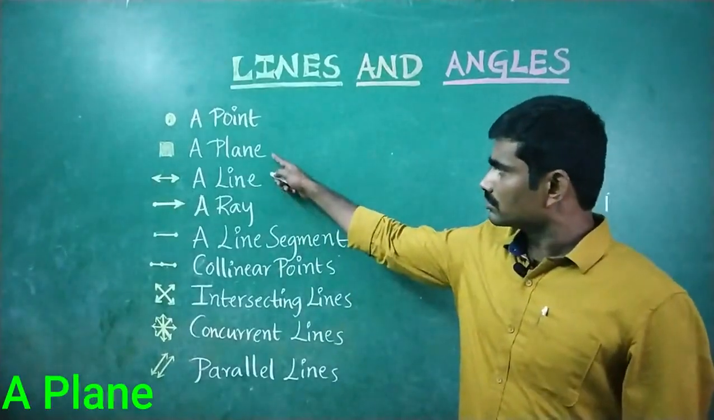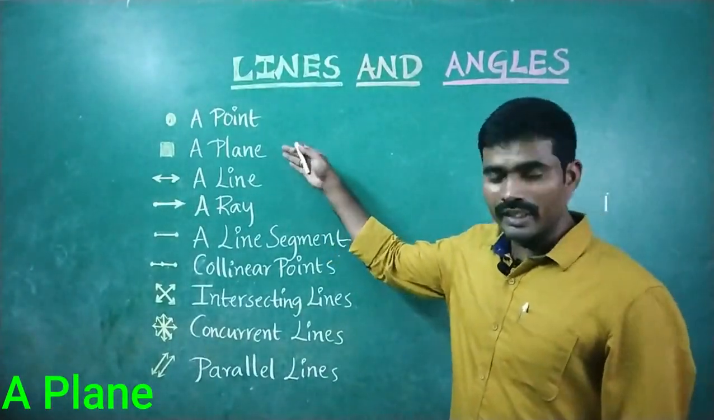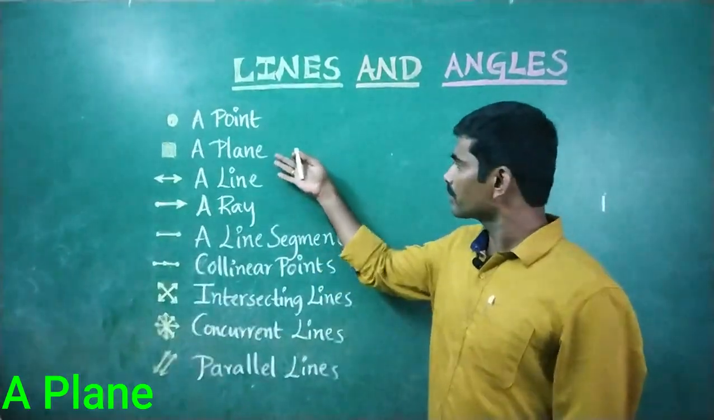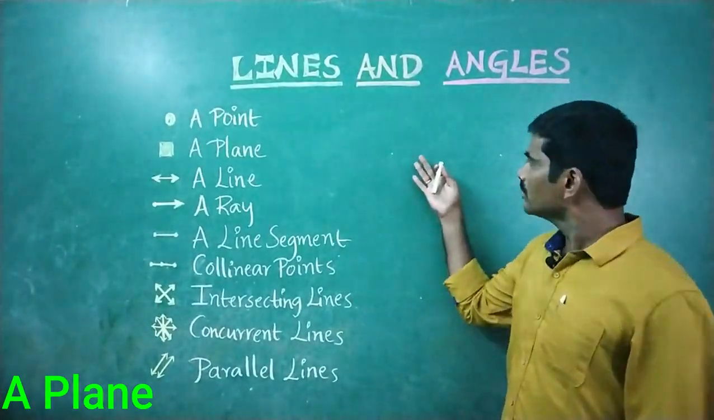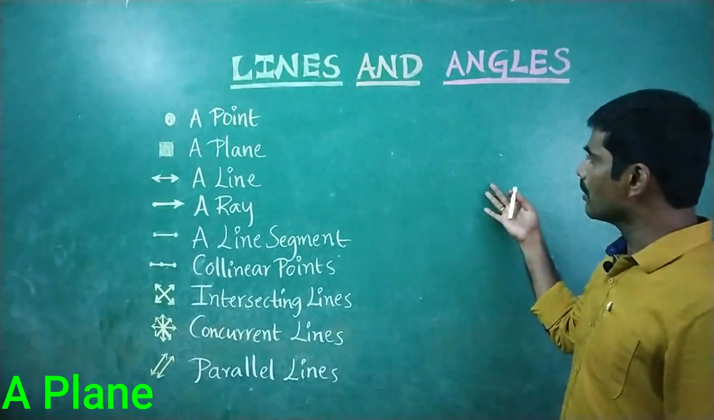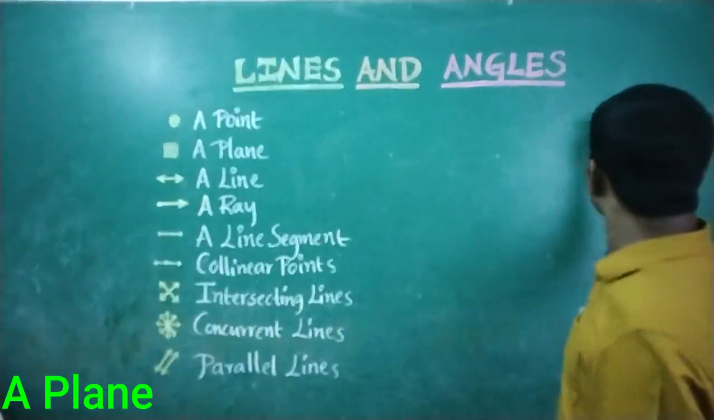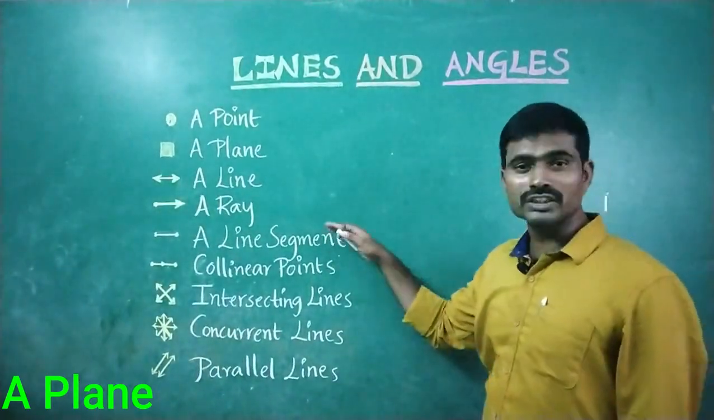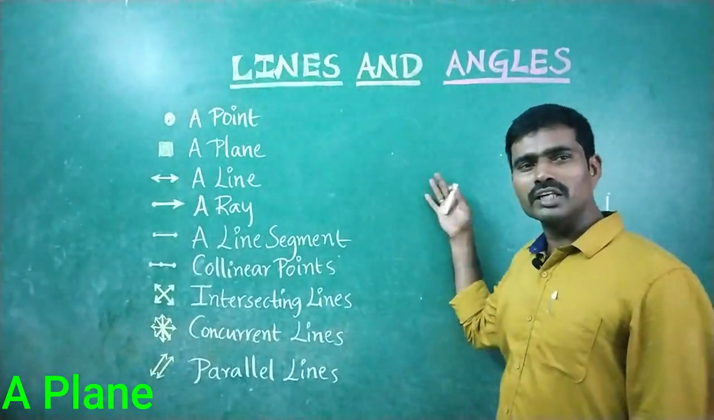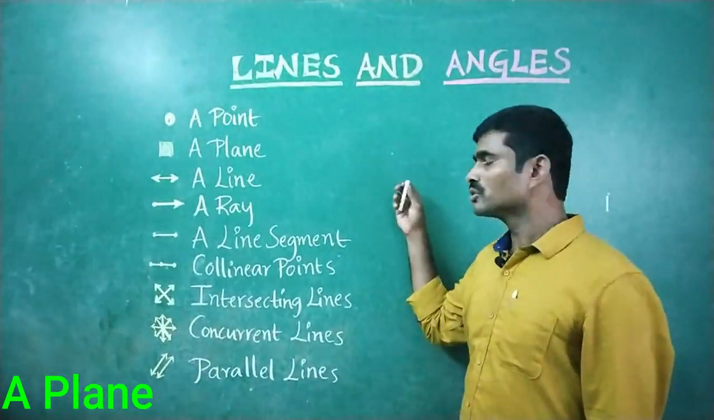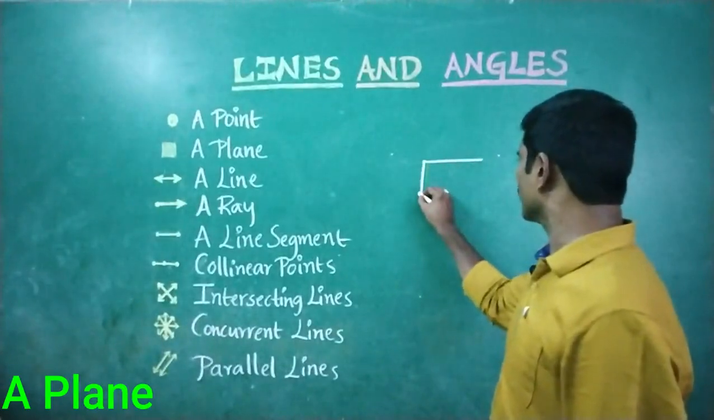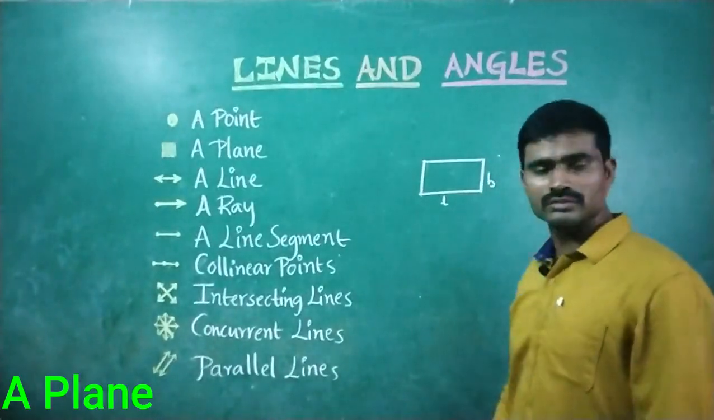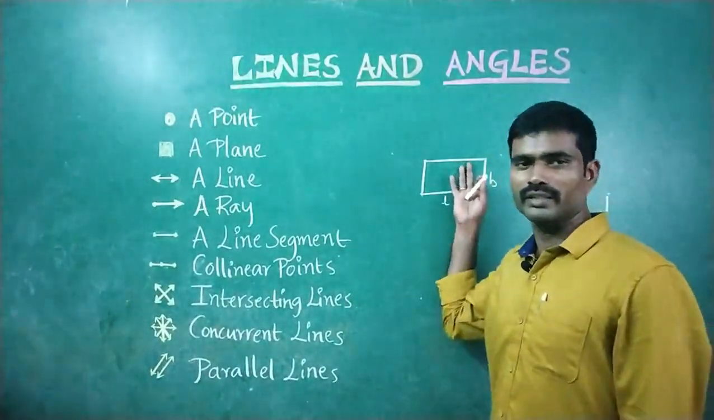Next, a plane. In geometry, a plane is also an undefined term. It has no perfect definition, but we represent it by a physical model. Suppose this green board is considered as a plane. This green board has ends, but a plane has no end. That means if the green board extends continuously on all edges, then it will be called a plane. So a plane is two-dimensional, with length and breadth. So this is called a plane.